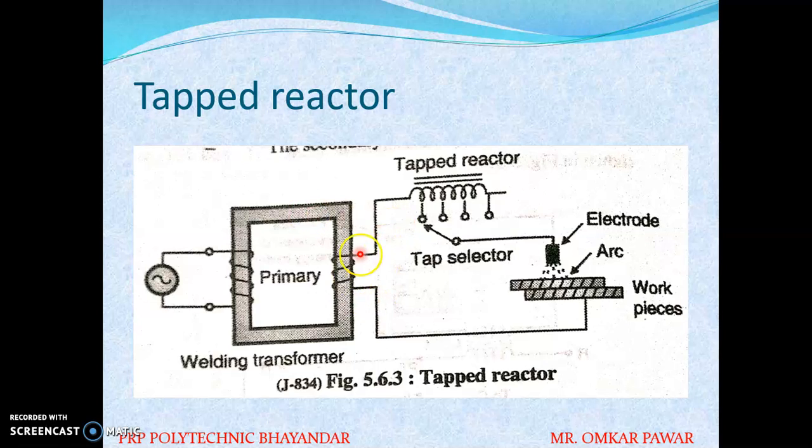In a tap reactor, the reactor is connected on the secondary side, and tappings are made. By changing the taps we can change the current rate, and we can control the current flow in this electrode and thereby control the welding process.